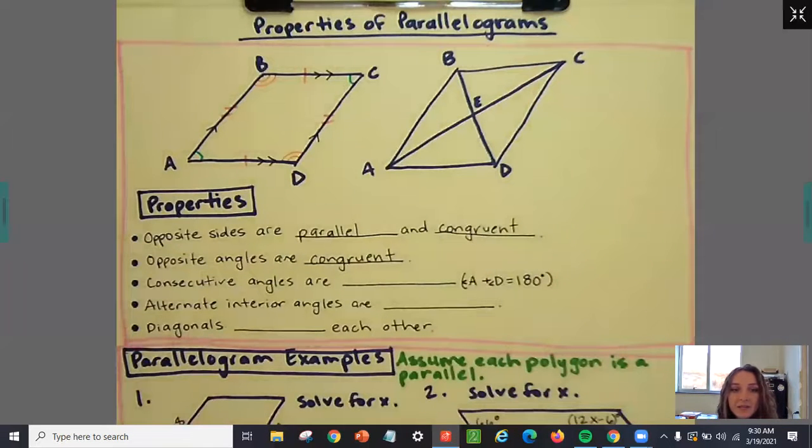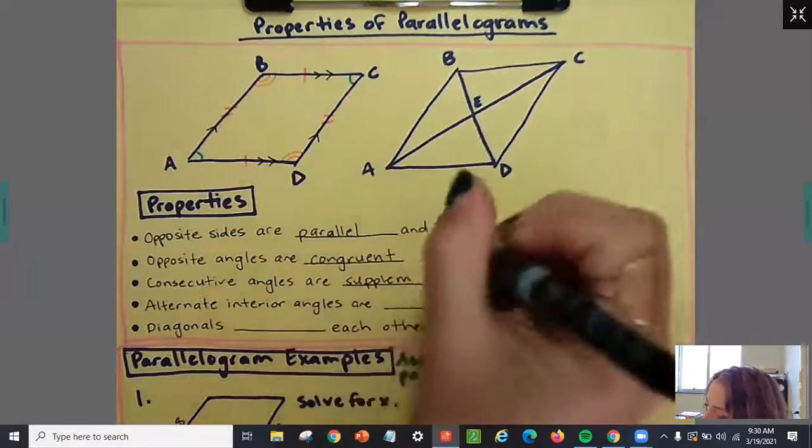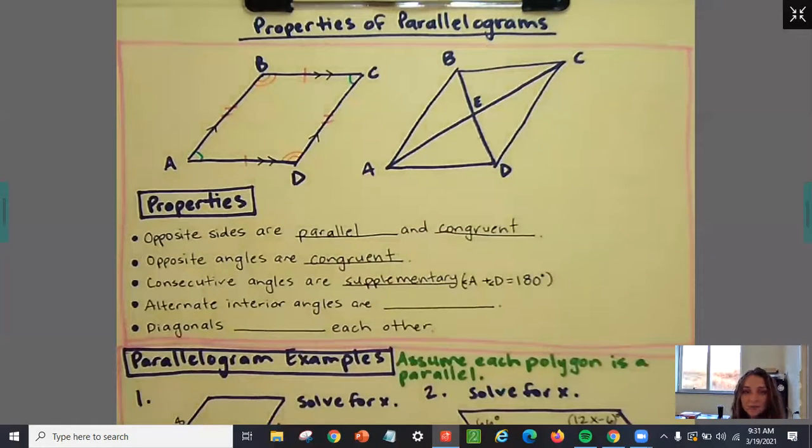Okay, then we also have that consecutive angles are supplementary. So that means that they're going to add up to 180. Supplementary. Okay, and like I said, that means they add up to 180.